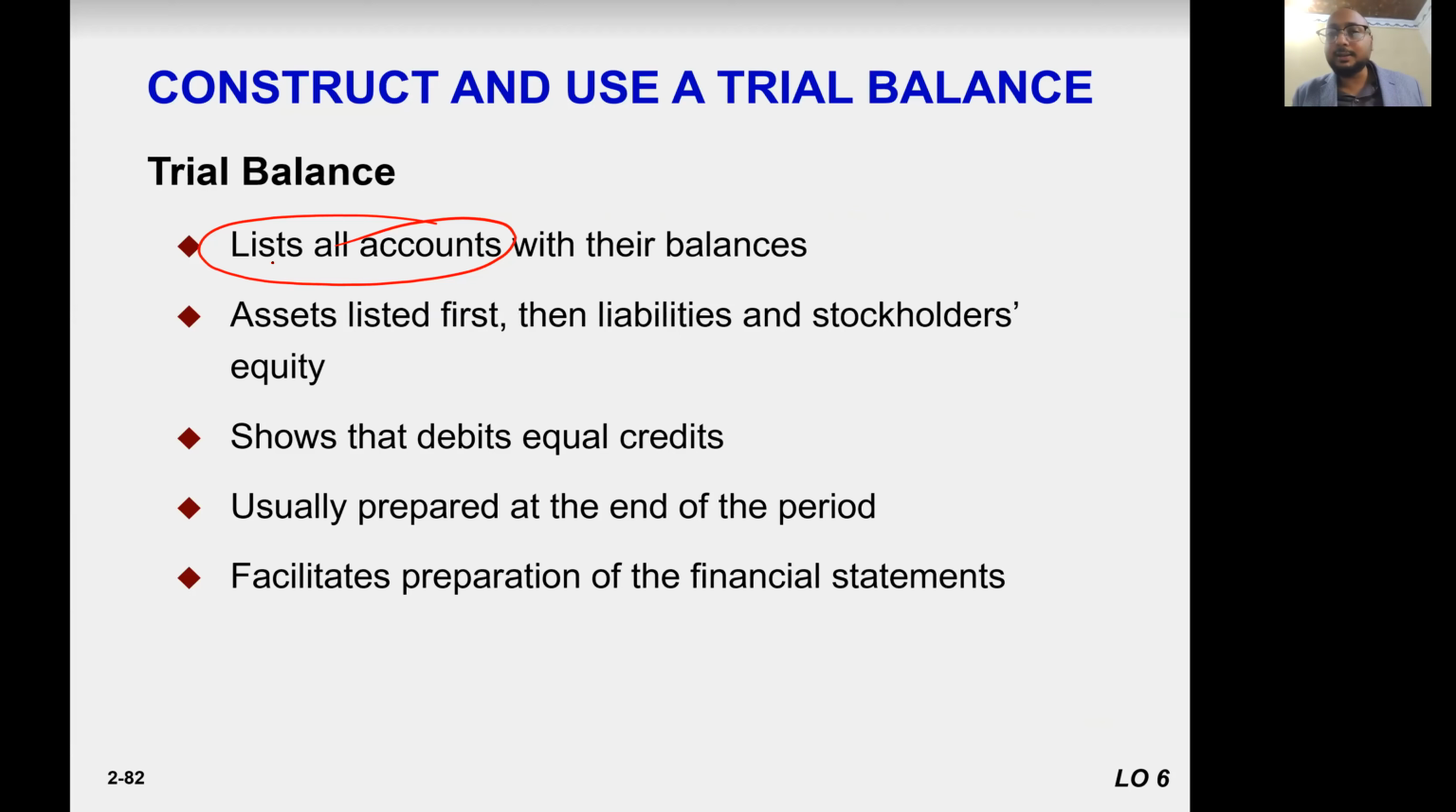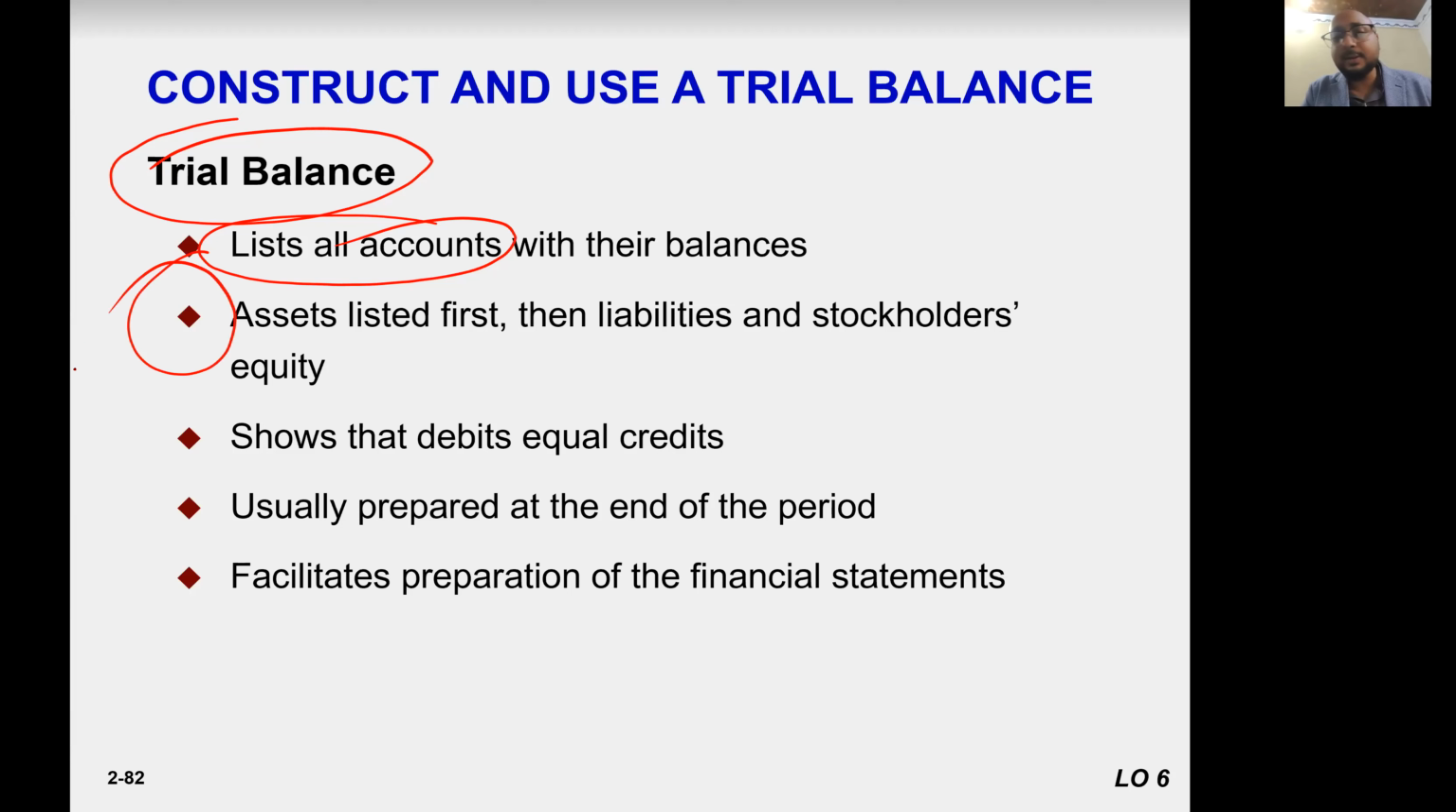When you are making the balance sheet and you are opening every account, it's very hectic. This is not the statement. This is a trial balance. Just a trial balance. A list of accounts. That's it.